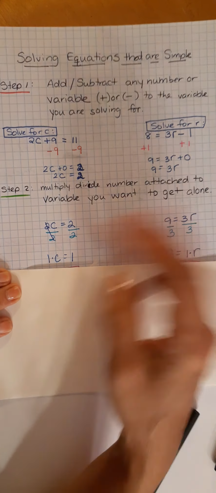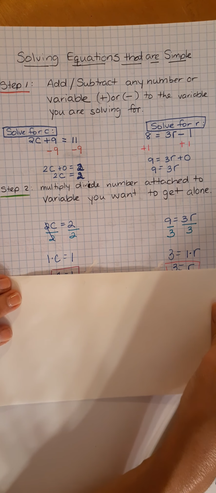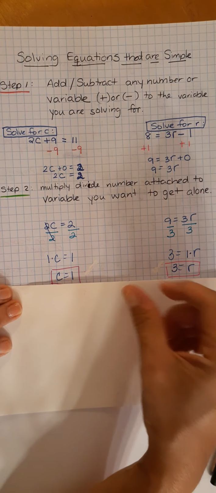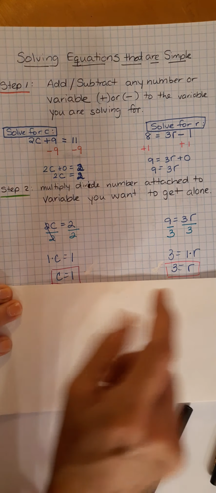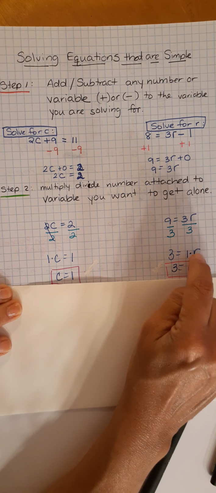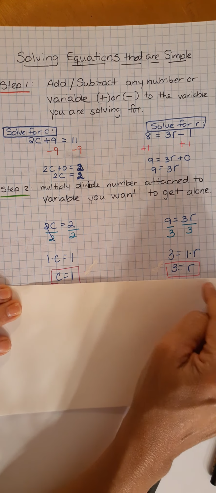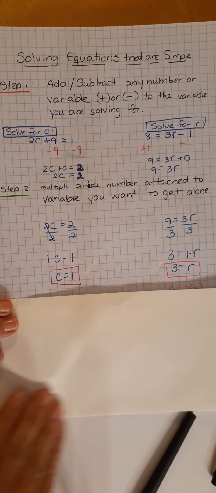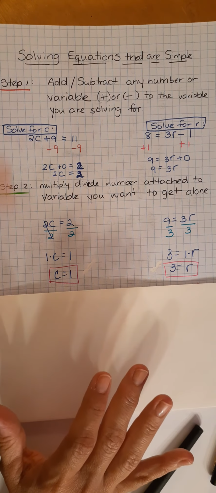The only thing is it's on the right side and this one's on the left. But it's still the same steps. 1 times c is c. We're simplifying that. Equal to 1. 3 equals 1 times r, r. 3 is equal to r. Another way to write it is r is equal to 3. And we're done. Now, we can check both in the original equation.